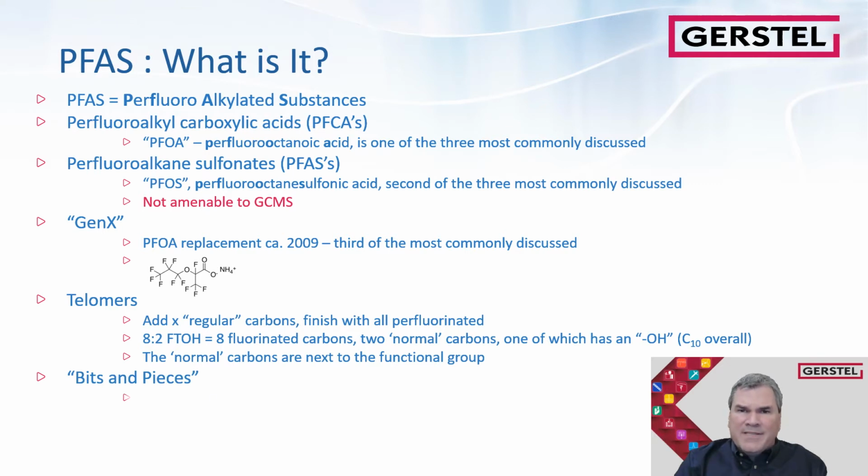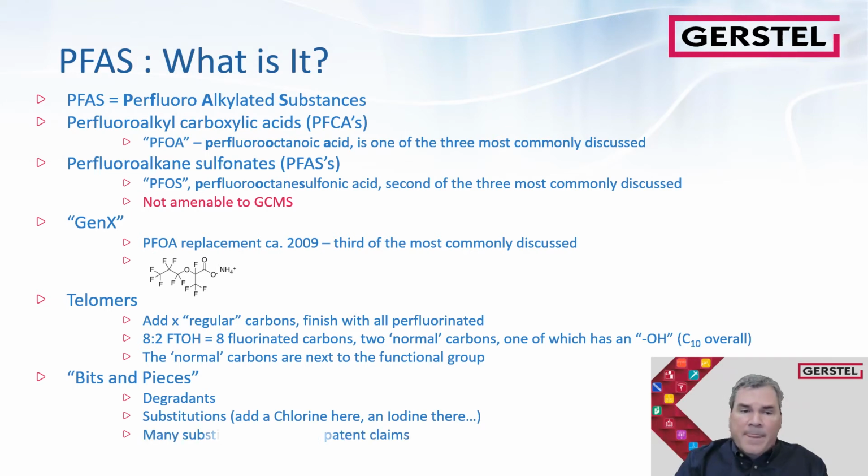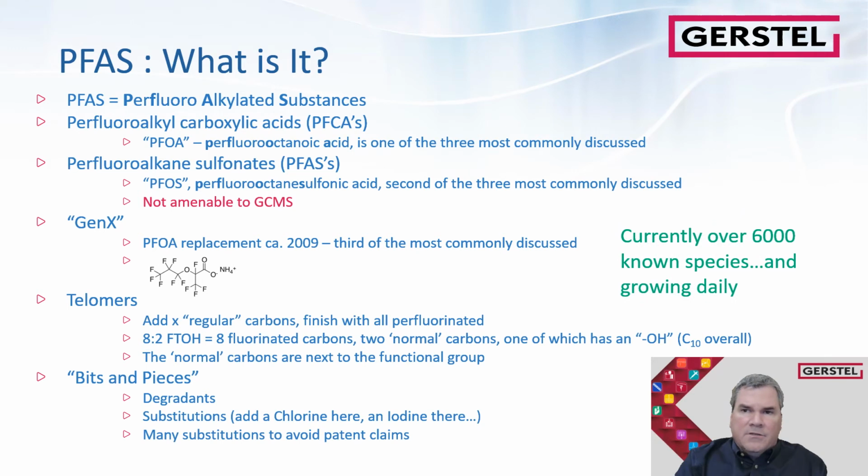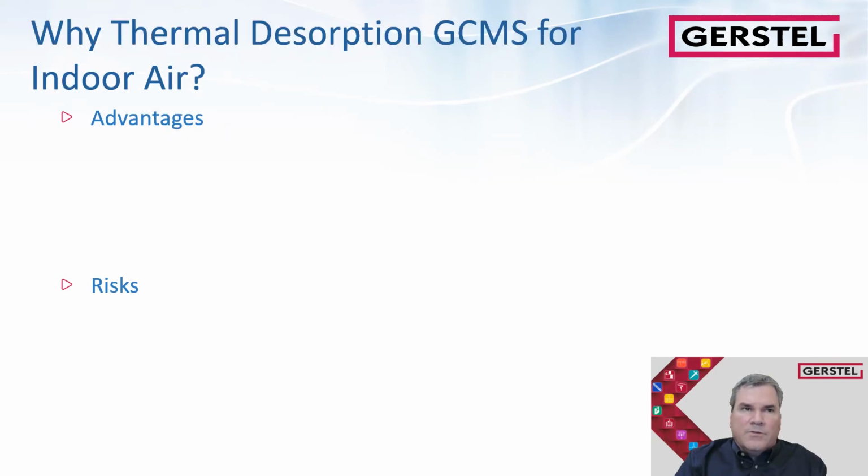And then there's all kinds of bits and pieces. There are degradants of all of these telomers and larger compounds. There are substitutions. To get around various patents and other things, companies would put a chlorine here or an iodine there. Consequently, because of all those substitutions, we get a lot of different variations. And currently, EPA is looking at over 6,000 known species, and that list is growing daily. So it's a pretty diverse set of compounds. It's not any one thing. It's a large number of things. But definitely, there are target classes. There are several target classes we want to focus on, which we'll get to in a moment.